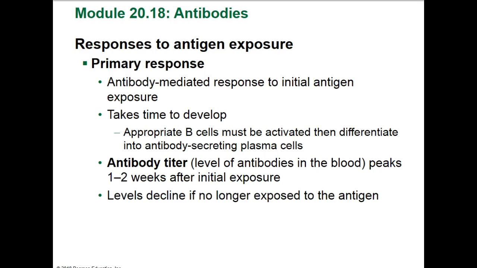Okay, so let's look at how the antibodies then react and the responses. So first of all, antibody-mediated response to the initial antigen exposure occurs, and this takes time to develop. The appropriate B cells have to be activated, then they have to differentiate into the antibody-secreting plasma cells, so this takes some time. And if we look at antibody titer, which is the levels of antibodies in blood, it doesn't peak until 1 to 2 weeks after the initial exposure, so this is why it takes time to get over certain infections. And over time, the levels decline.